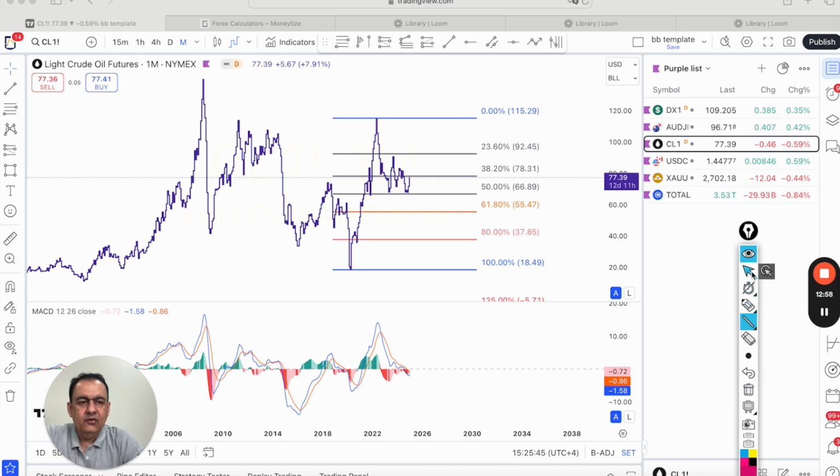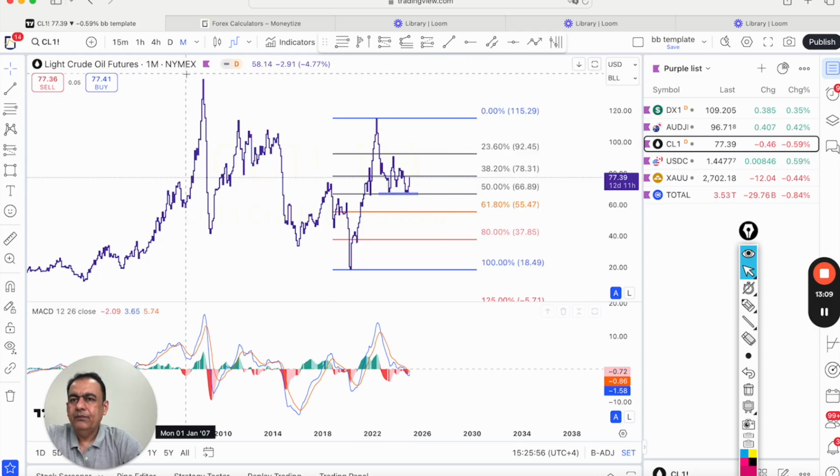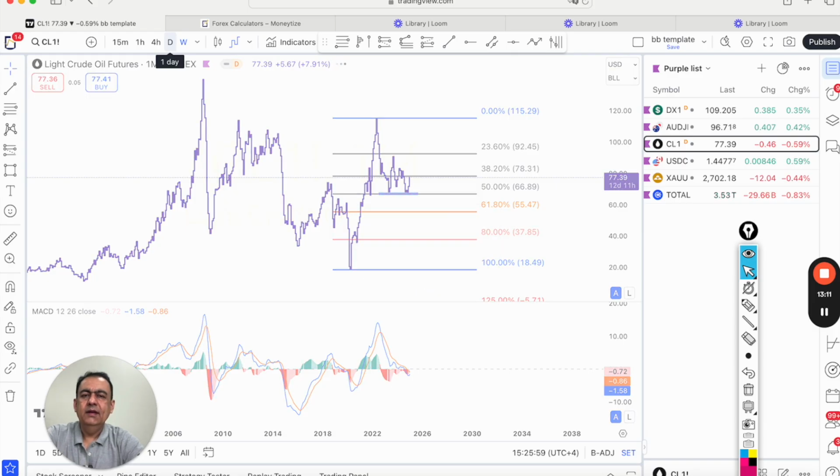So we have strong support on the monthly frame around 66.89. So this becomes our support zone. I'm highlighting this zone in blue. Now I'm moving to weekly.